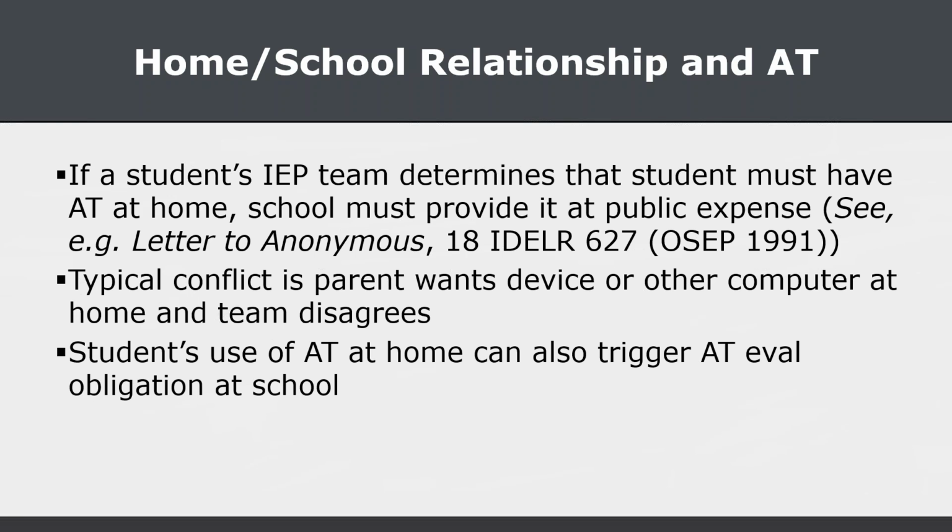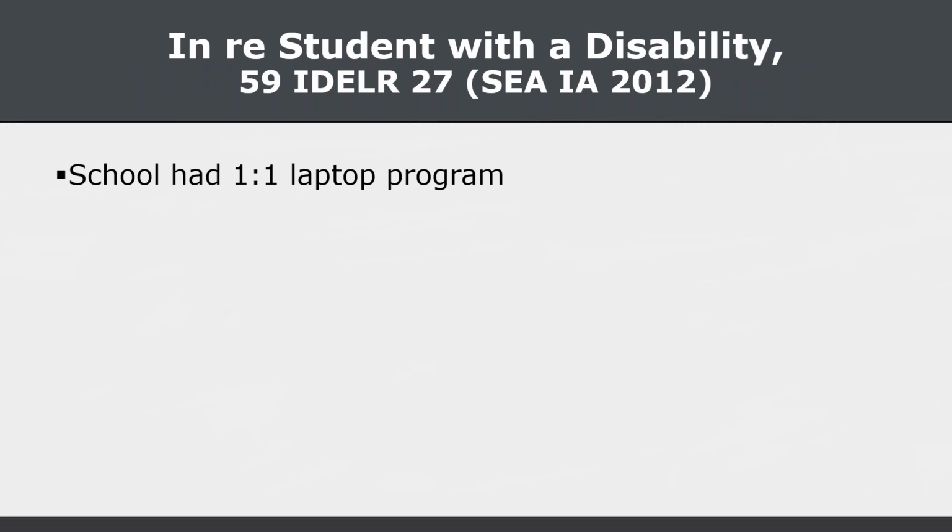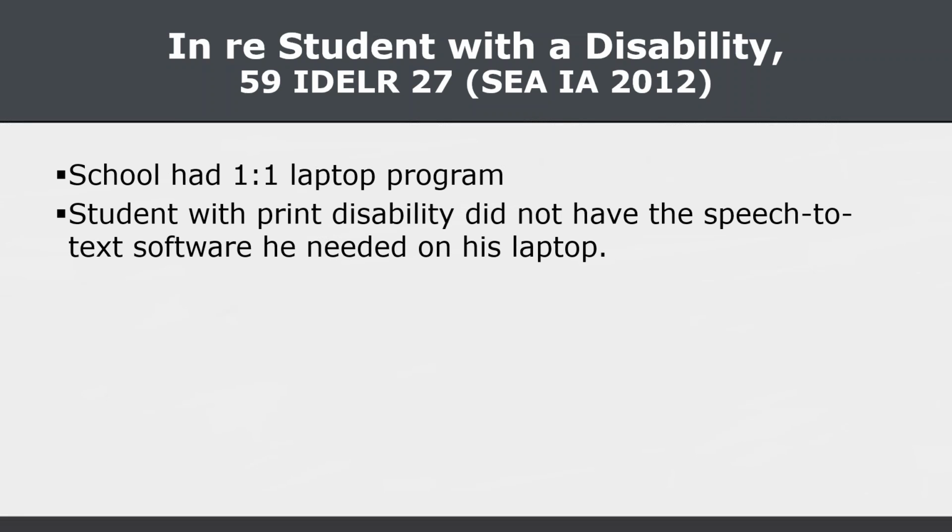But I want you to think about the flip side as well. A kiddo using assistive technology at home could trigger your obligation at school to consider whether or not the student needs that AT to make educational progress at school. That's the next case. This is an Iowa case where the school had a one-to-one laptop program. Everybody in the school got a laptop. This student had a print disability, and he didn't have the speech-to-text software installed on his laptop. I think it was Dragon, but whatever it was, that software had not been installed, so he couldn't talk to his computer and have the words appear on the screen.